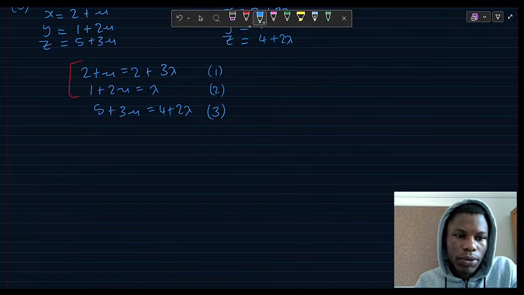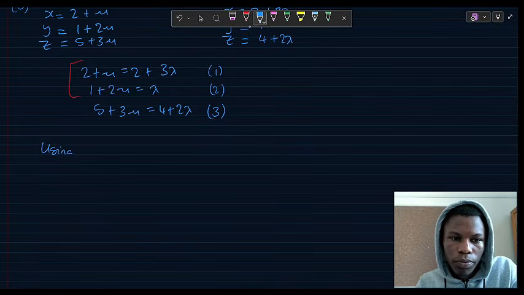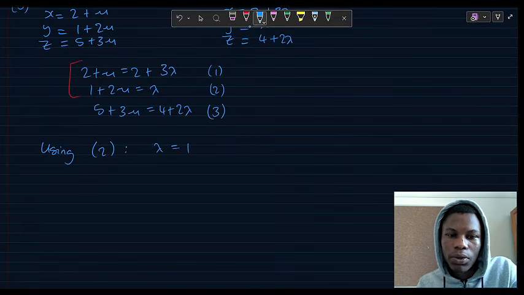So using equation 2, we know that lambda is equal to 1 plus 2 mu.